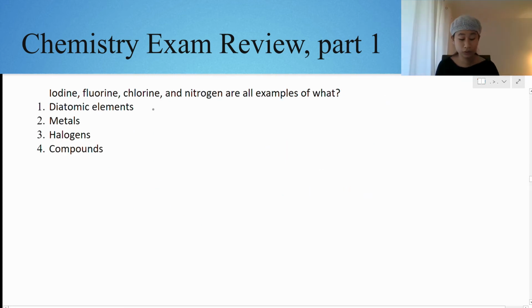So iodine, fluorine, chlorine, and nitrogen are all examples of what? One choice we have is diatomic elements, second choice is metals, third choice is halogens, compounds is the fourth choice. The answer here is number 1. Iodine, fluorine, chlorine, and nitrogen exist in nature as diatomic elements, bimolecular compounds.